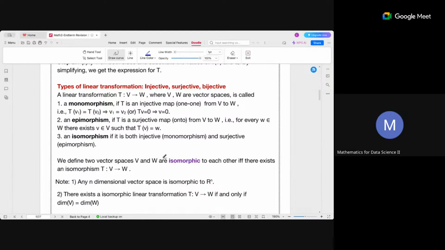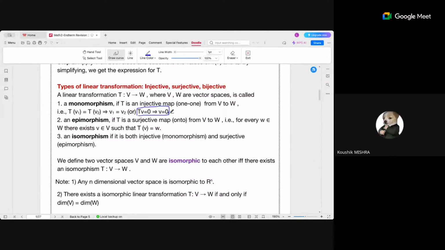So what are the types of linear transformation? Injective, surjective, and bijective. So what is an injective linear transformation? That is a one-to-one map. T of v1 equal to T of v2 should imply v1 equal to v2. Or the usual way of saying it is that if T of v equal to 0, then v is equal to 0. What does this condition say?